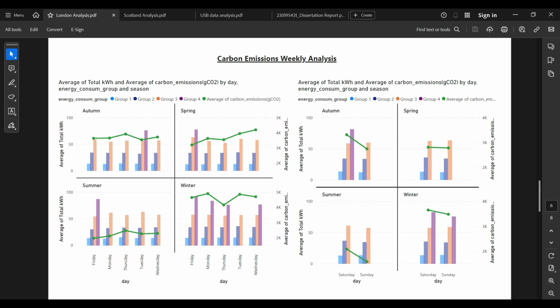the energy consumption for group 1 chargers is slightly more in the weekdays compared to that of weekends. The same trend is kind of followed by the group 2 chargers, but if you look at group 3 and 4 chargers, the energy consumption is more in the weekends compared to that of weekdays.